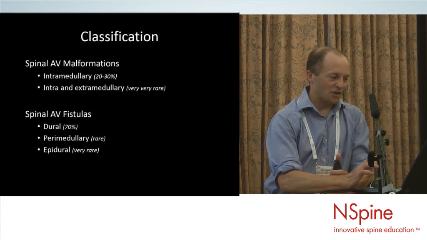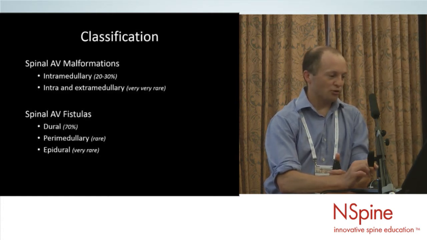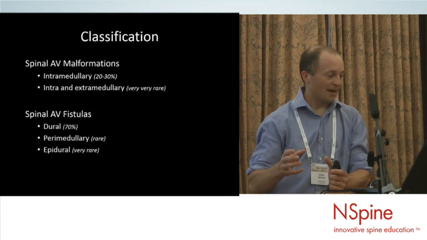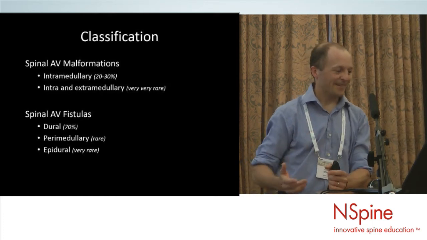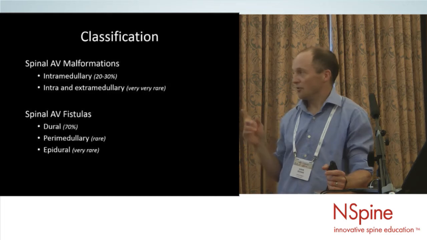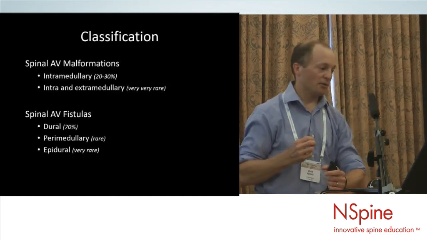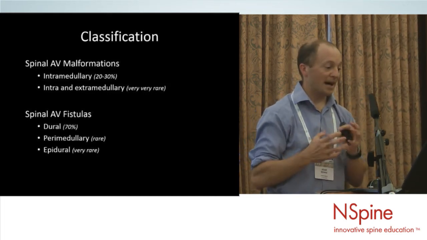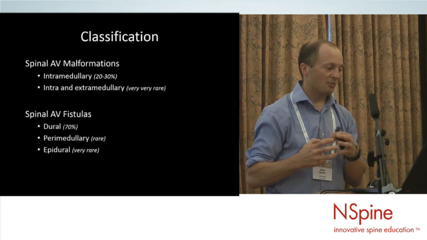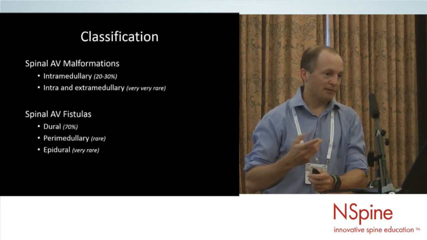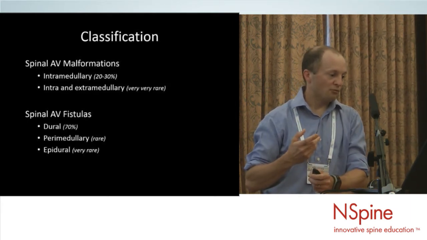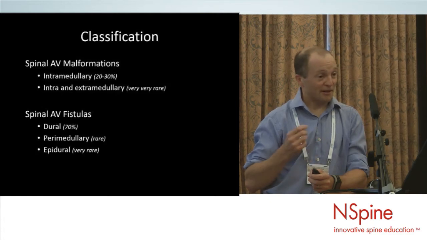The classifications are confusing. They're numerous. The same lesions are talked about in slightly different ways in different papers, making it seem that they're different entities, but in fact they are the same entity. And I kind of use this in my own head. So the spinal arteriovenous malformation, where there's an abnormal tangle of vessels with a nidus, can be intramedullary or intra and extramedullary, the sort of Cobb syndrome. The extramedullary ones are very, very rare.